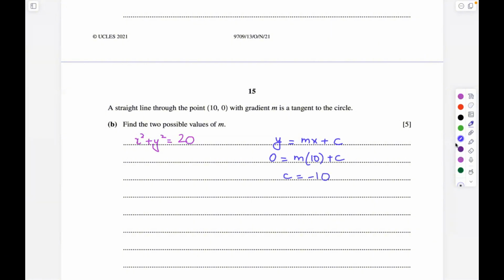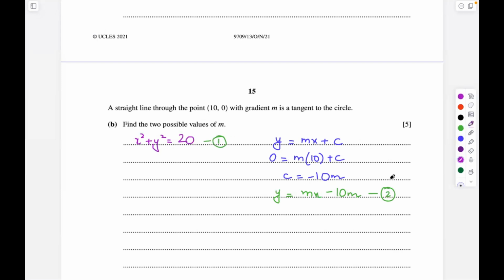So we can write the equation of the line as y equals mx, and this will be minus 10m, the value of c. So this will be mx minus 10m. So now as we have the equation of the line in terms of m, we can now substitute this. So let's say this is the second equation. This was the first equation.